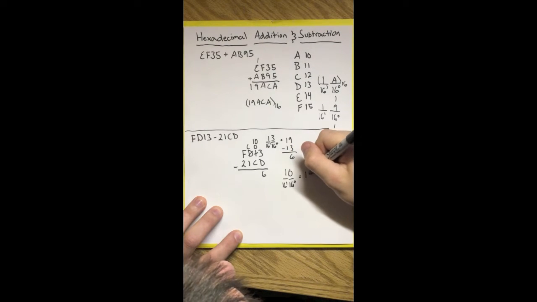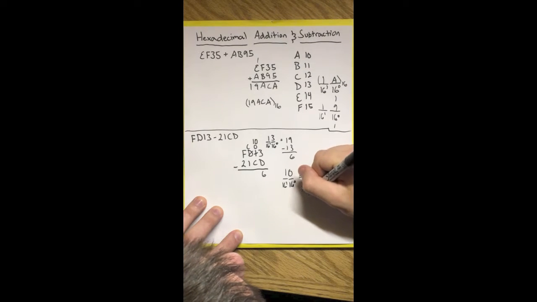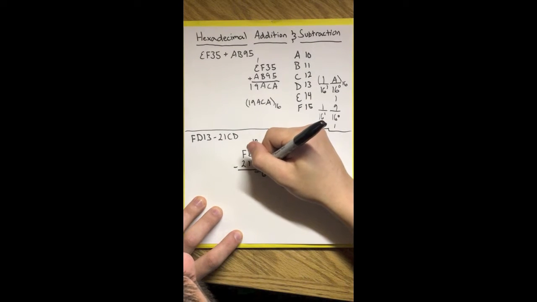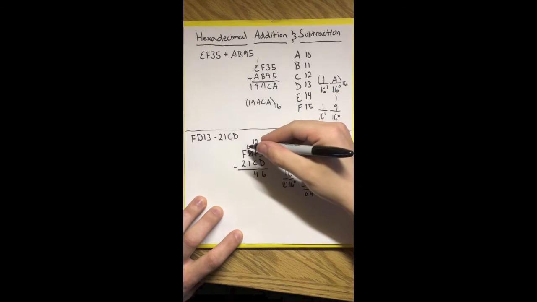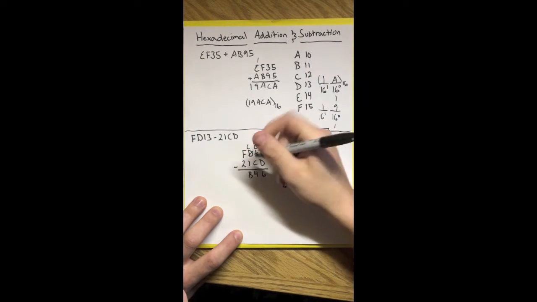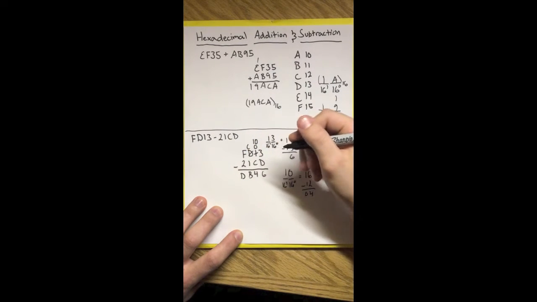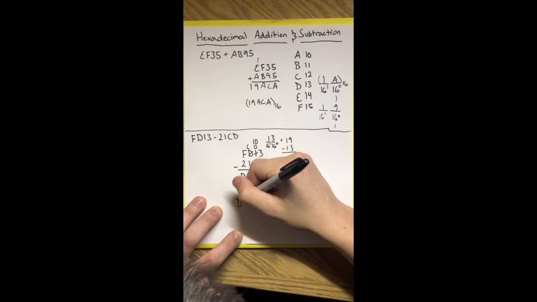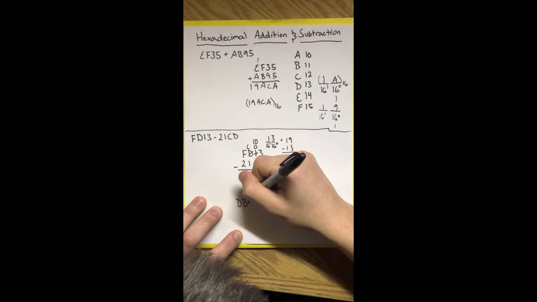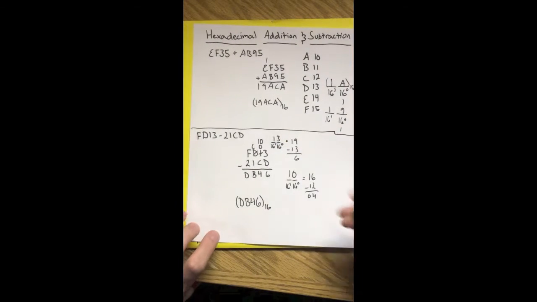which just simply equals 16 minus C, or 12, equals 4. Can just be represented simply by 4. C minus 1 is 12 minus 1, which is 11, and 11 is represented by B. F minus 2, 15 minus 2 is 13, which is just represented by D. So D, B, 4, 6 is your final answer for this problem.